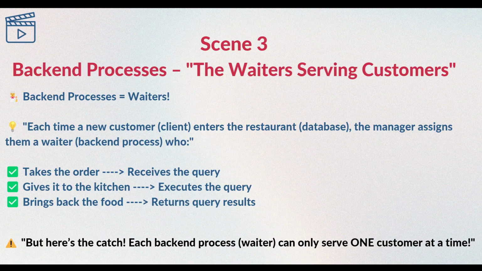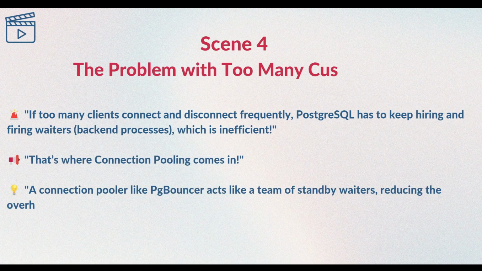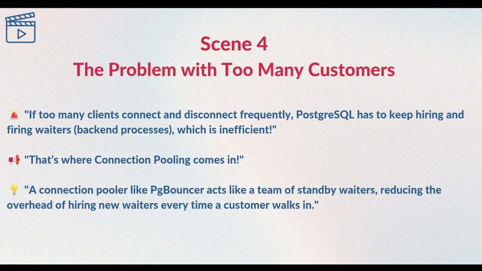This means if your database gets overloaded with too many clients, it's like a restaurant being full and making new customers wait outside. If too many clients connect and disconnect frequently, PostgreSQL has to keep hiring and firing waiters, which are the backend processes, which is inefficient. That's where connection pooling comes in. A connection pooler like PgBouncer acts like a team of standby waiters, reducing the overhead of hiring new waiters every time a customer walks in.